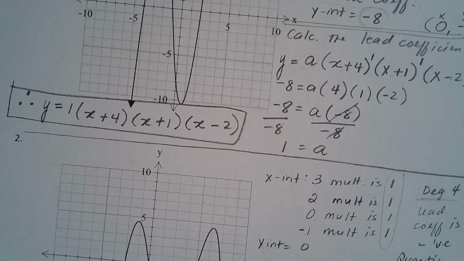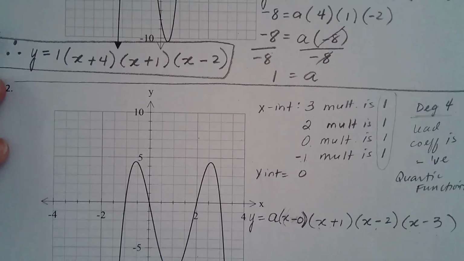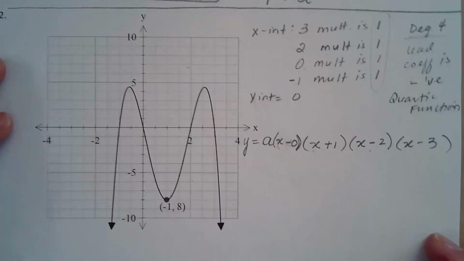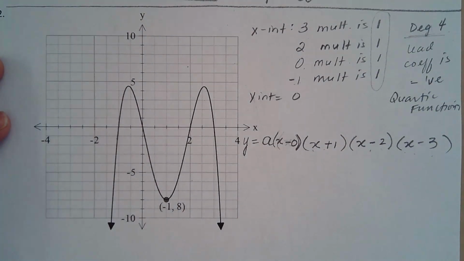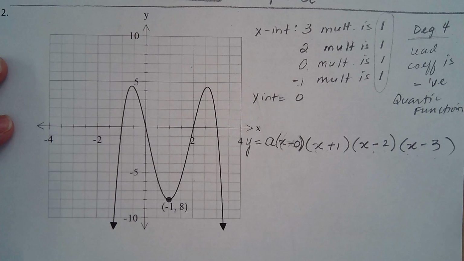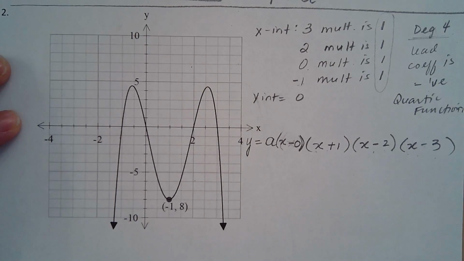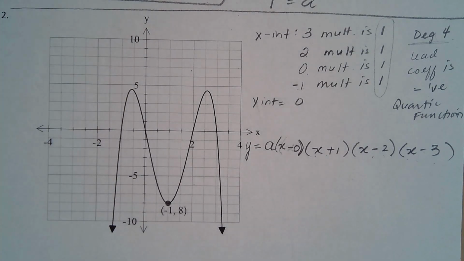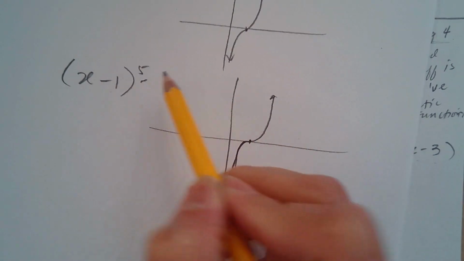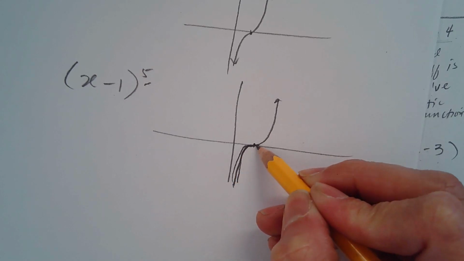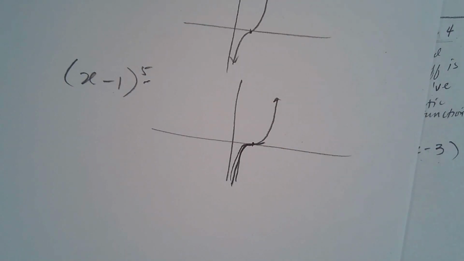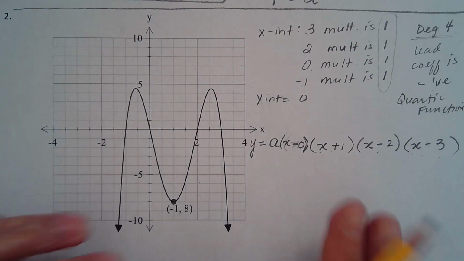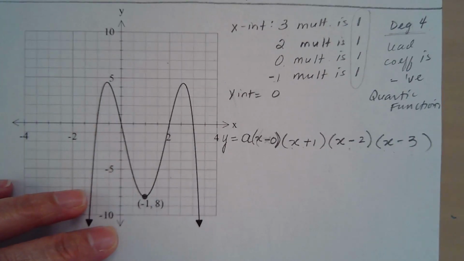Any other questions? If it's a square, there's going to be a bounce. It just touches and bounces back. Do all odd increase the same? Odd like 3, 5, 7? Yeah. The higher the multiplicity, the power, the flatter it is. Okay. Good? Any other questions?